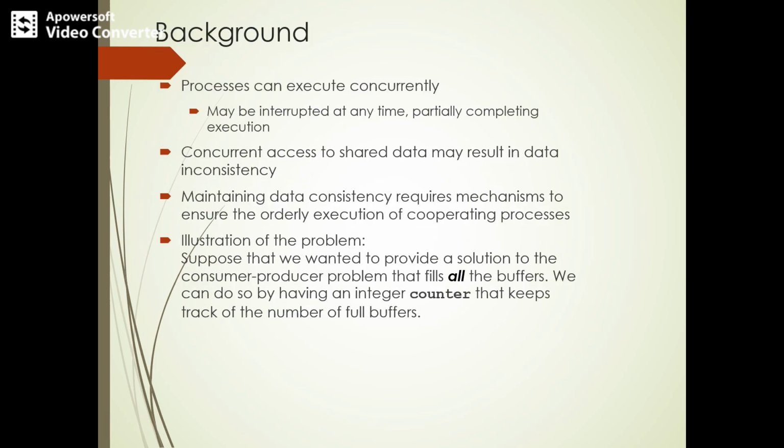So as you know, a cooperating process is one which can affect or be affected by other processes, and this cooperating process may either directly share a logical address space or be allowed to share only through files. And concurrent access to the shared data may result in data inconsistency. So what is concurrency? Concurrency refers to any form of interaction among the processes or maybe threads.